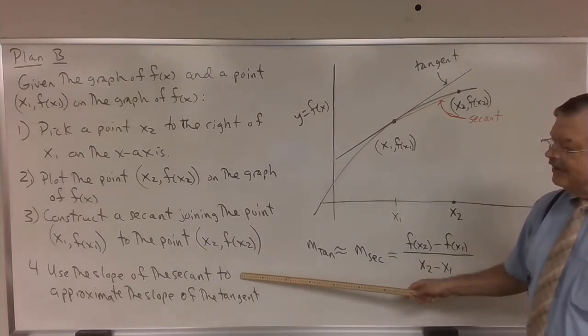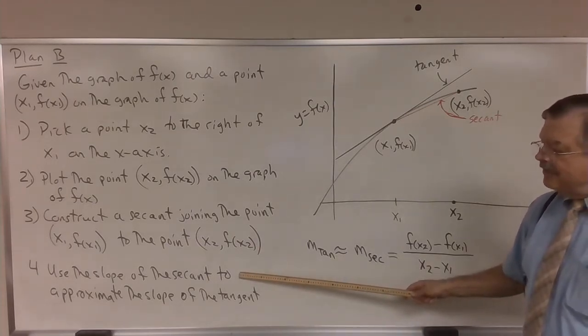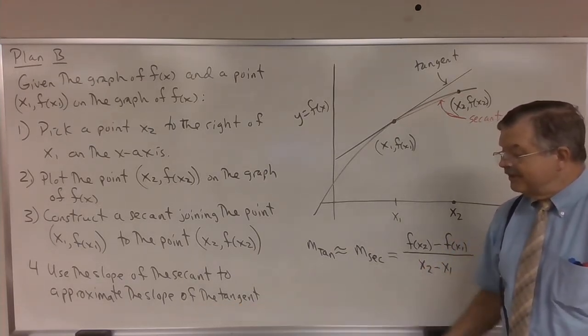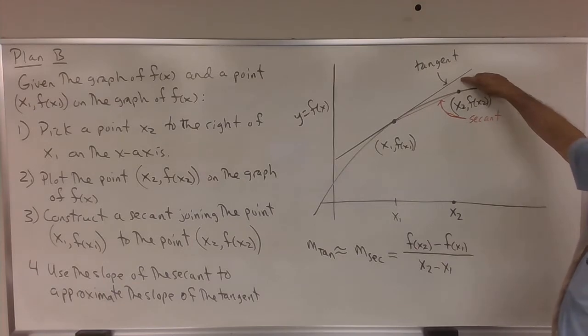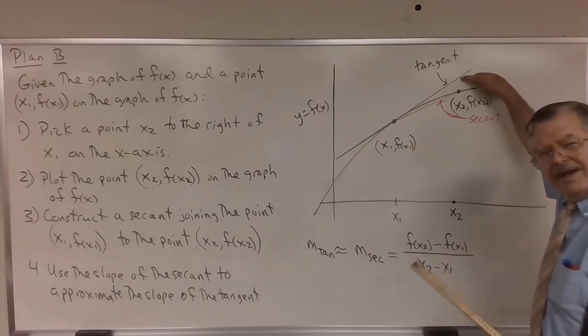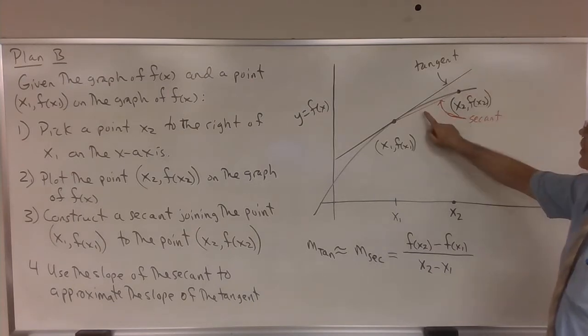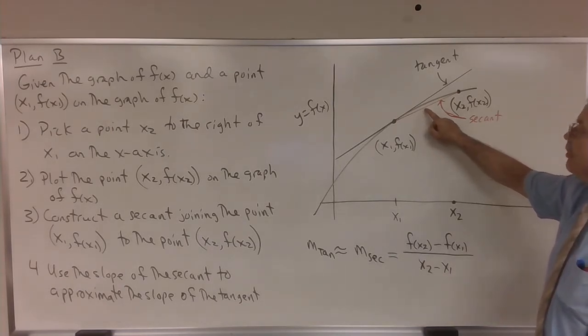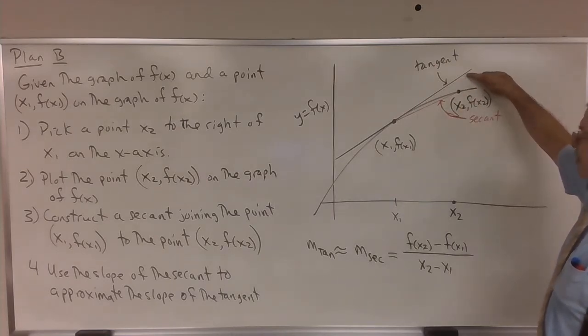Number 4 says we'll use the slope of the secant to approximate the slope of the tangent. We want the slope of this line, the slope of the tangent, but we don't know how to get it. So what we'll do is take the slope of this secant, which we can compute, and use it as an approximation to the slope of the tangent.